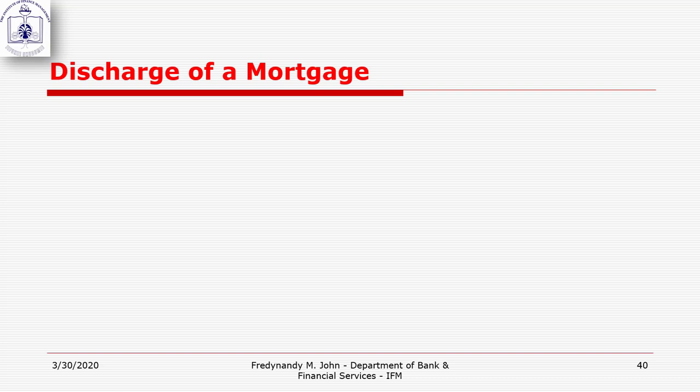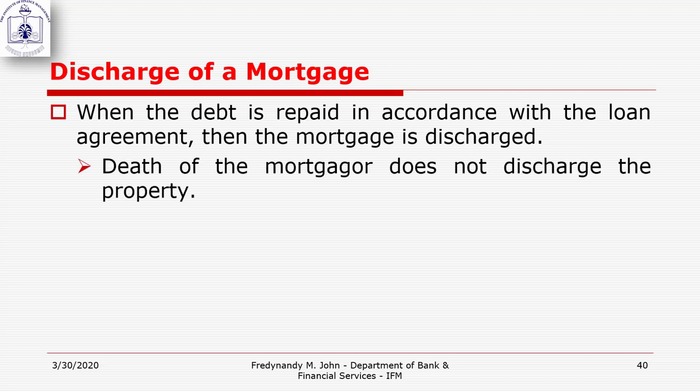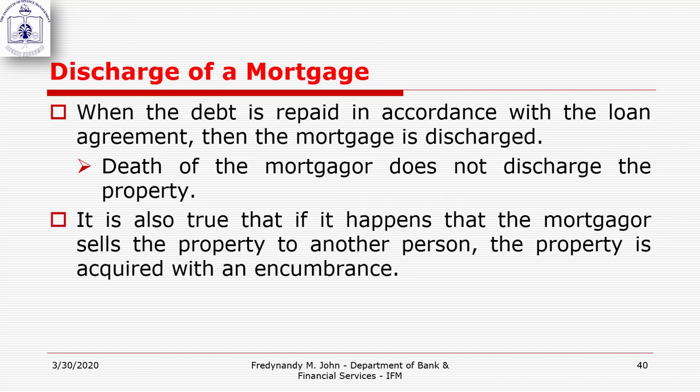Now let's discuss discharge of mortgage. Discharge of mortgage occurs only right after the entire mortgage has been repaid. Therefore, if the debt is fully repaid, the next step is for the banker to discharge that particular mortgage. I should mention, however, the death of the mortgagor does not discharge the property. As long as the debt is still there and the borrower has passed away, the mortgage will never be discharged. The mortgage will continue to be there unless the debt is fully repaid.